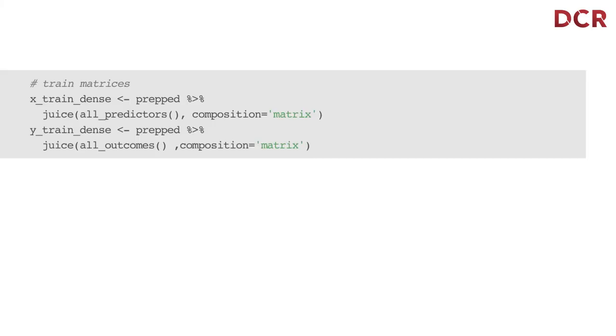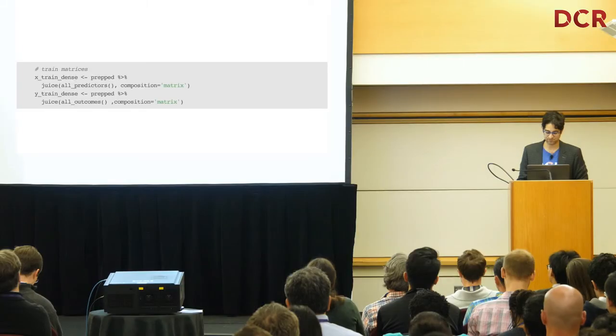TensorFlow is essentially just a generalized matrix algebra library. So it can do linear regression. It's essentially a wrapper around Eigen. That's really what it is underneath the hood. So for TensorFlow, we need dense matrices once again, because it can't do sparse, but also it can iterate data into memory, so it's not a big deal.